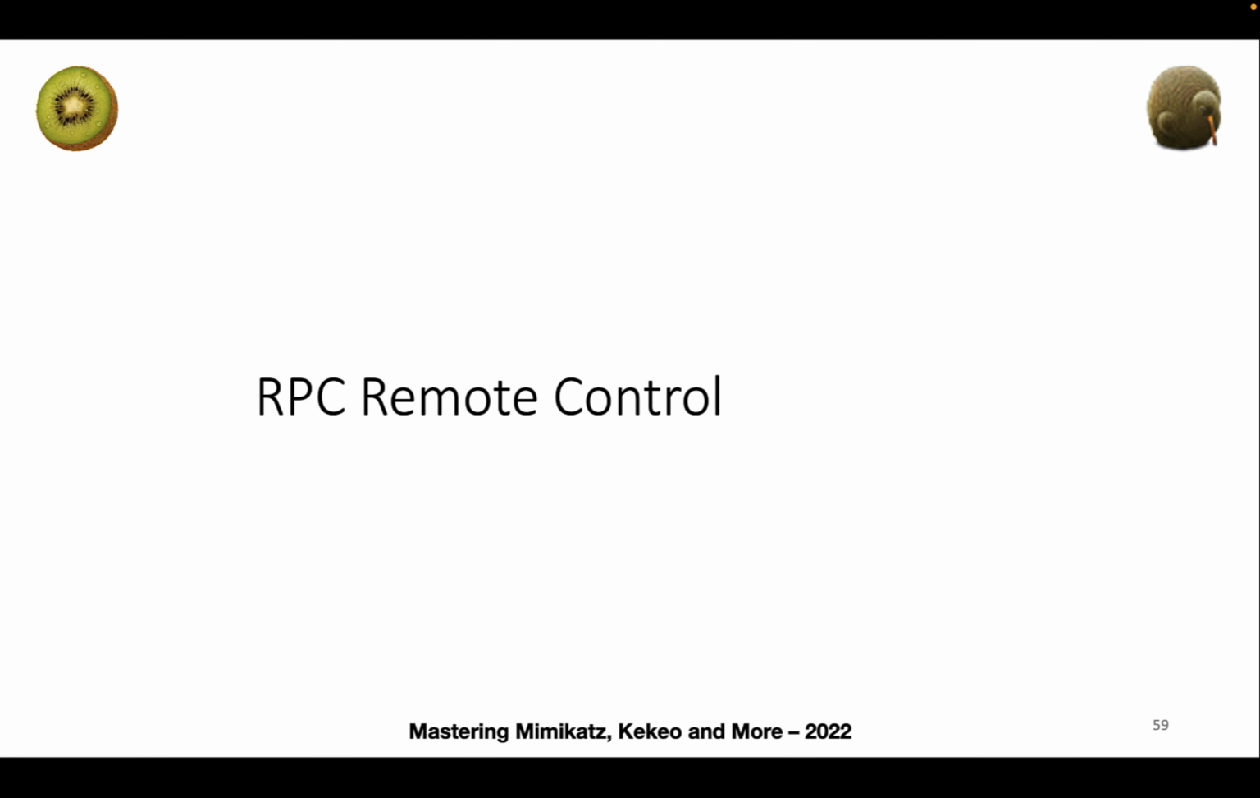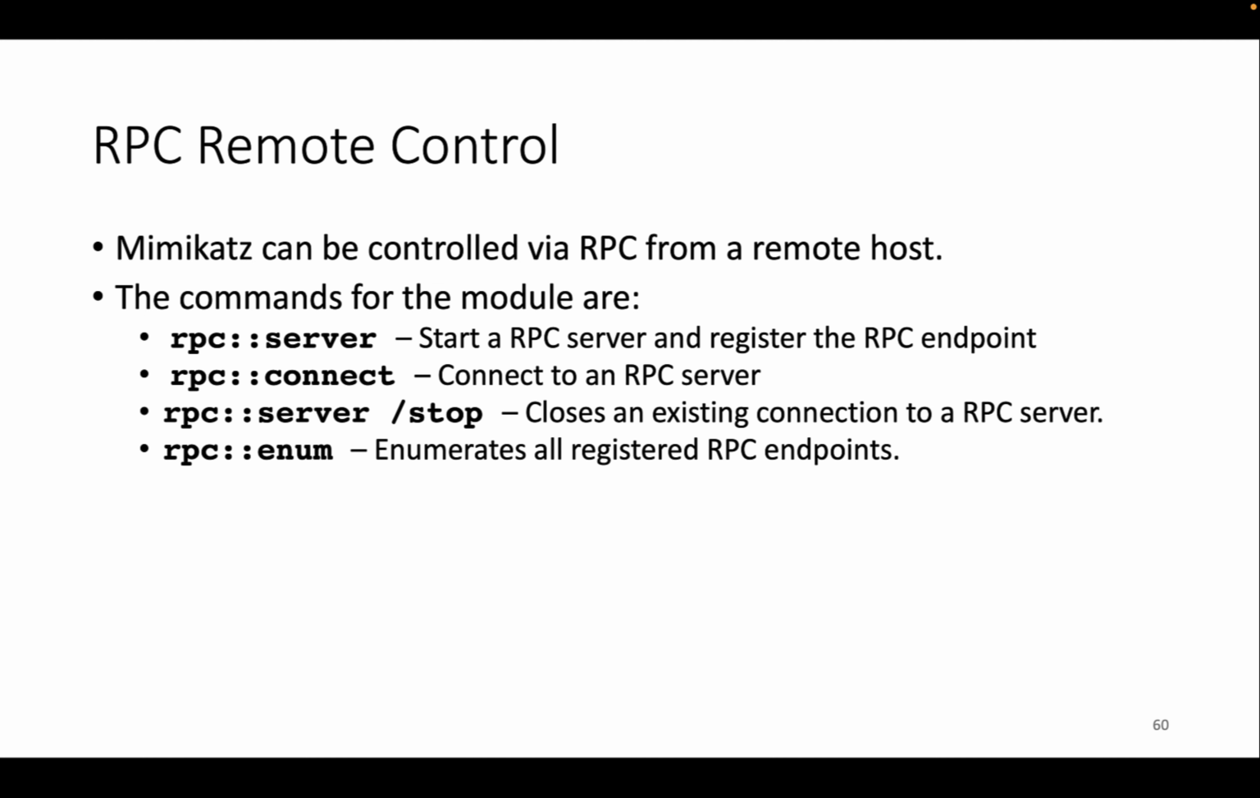Okay, so for us to be able to actually leverage Mimikatz as a remote access tool, we're going to be using the Rpc module inside of Mimikatz itself. When we look at this module, we actually have three main commands in there. One of them is RPC server, which starts the RPC server and registers that endpoint that we're going to be connecting to. That's what actually gets started on the target machine. And then we have RPC Connect. That is what we use to connect to that server to be able to issue all of the different commands and leverage all of the modules that are inside of Mimikatz itself.